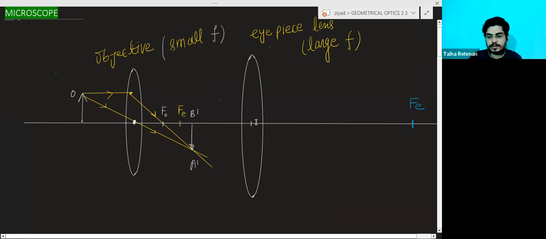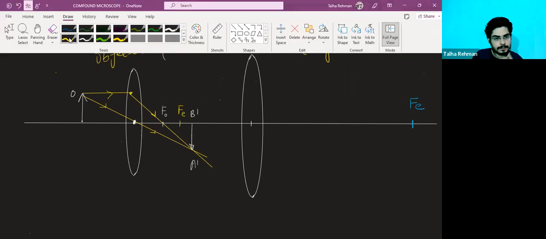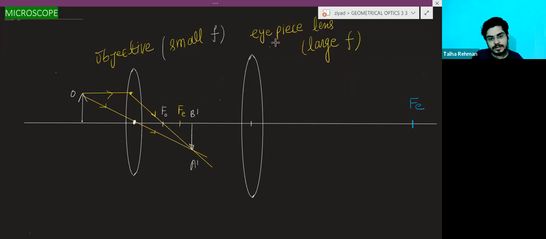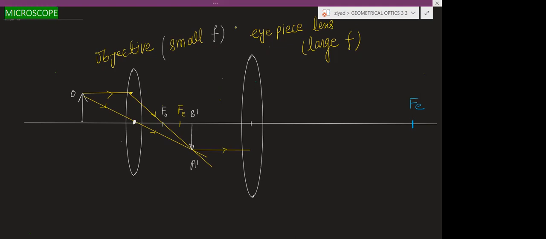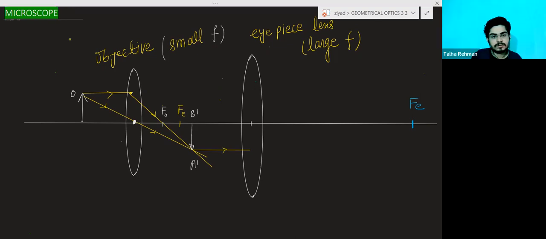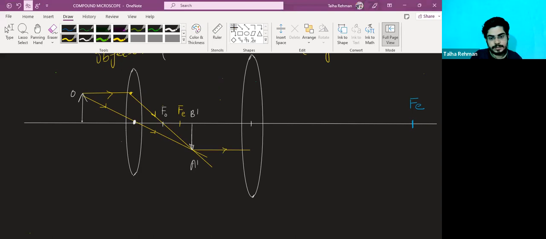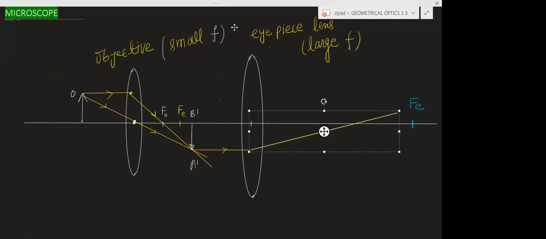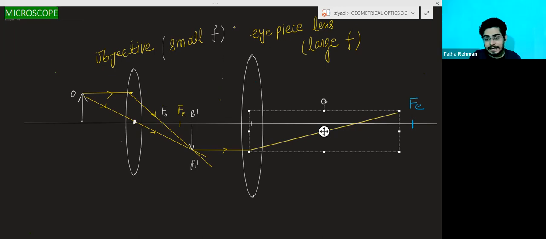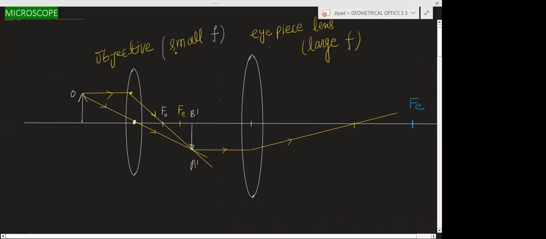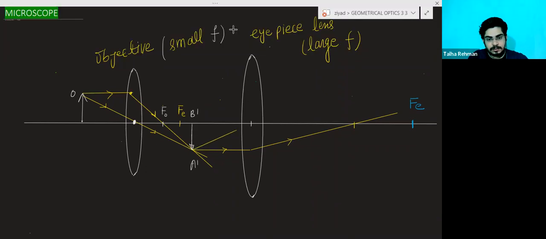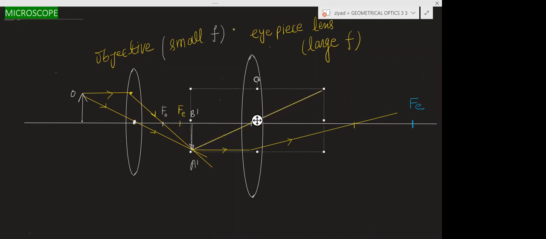So we will draw the ray diagram. The first ray from the object is parallel to the principal axis, and it will pass through the focus, the second focus of the eyepiece lens. It will be somewhere here, let's say, because the eyepiece lens is large, having a large focal length. Another ray from the side will be passing through the optical center, something like this.